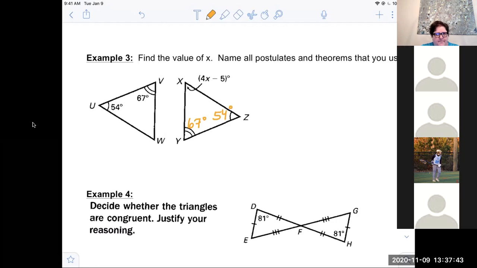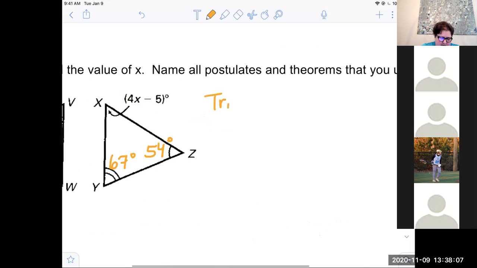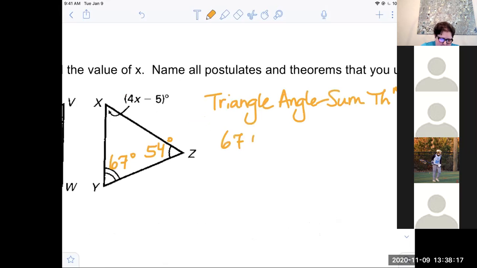It's our equation. Wait, can we use the triangle? Say that again, Kara. Could we use the triangle? So your equation would be triangle angle sum theorem. Your equation would be 67, 54, and 4x minus 5 equals 180.